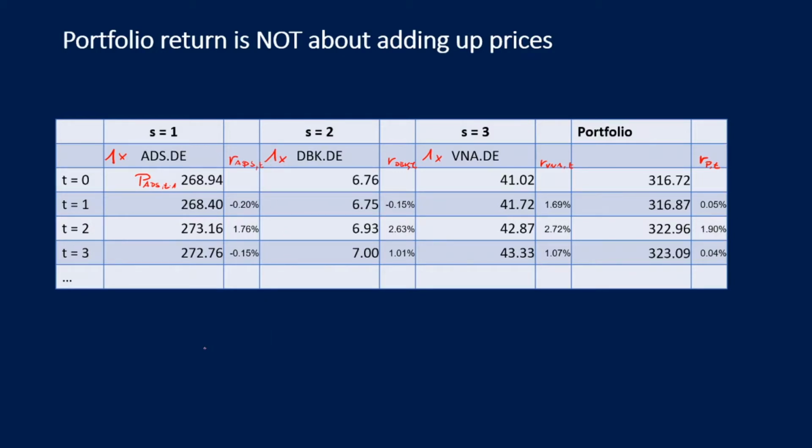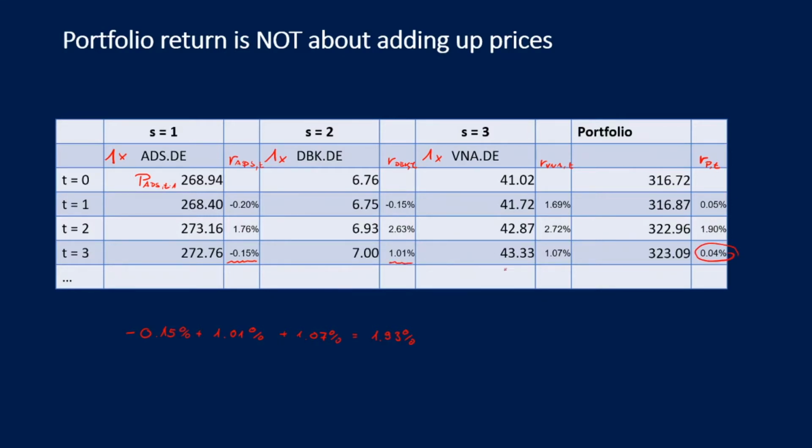So, since I now want to show that portfolio return is not about adding up prices, we just have to add up those returns. So, minus 0.15%, plus 1.01%, plus 1.07%, added up will end in 1.93%. But if we now take a look what really happened to our portfolio, so I just took the last day, right? So these 3.